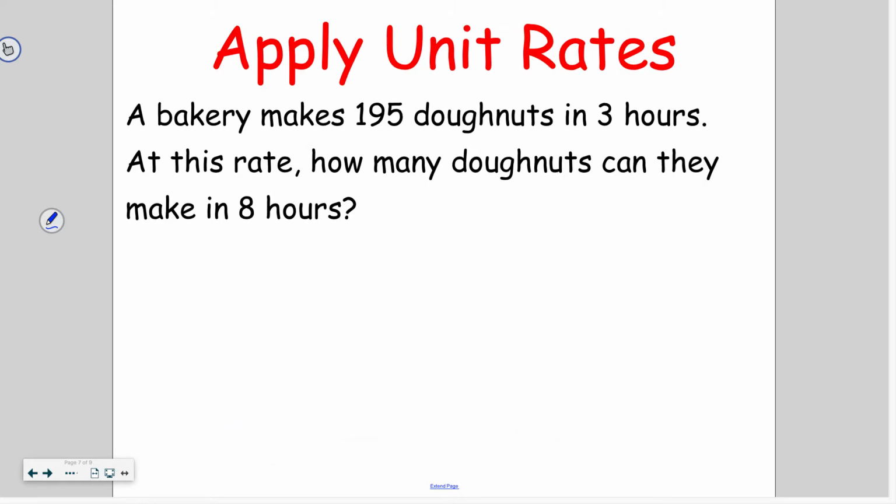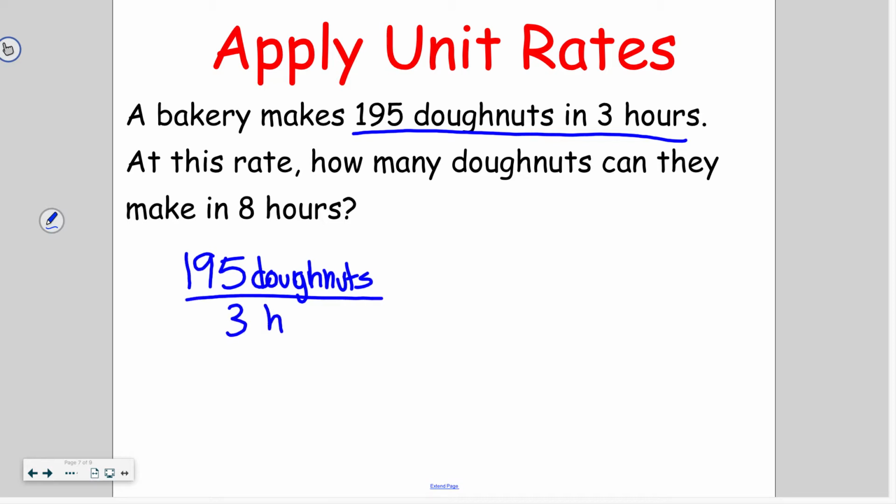Last thing we're going to look at, of course, is word problems. A bakery makes 195 donuts in 3 hours. At this rate, how many donuts can they make in 8 hours? So, they give us a starting rate, which is 195 donuts in 3 hours. Notice I have labeled my units. All of the problems here had labeled units throughout the entirety of the problem. I want to make sure I do that same thing with my word problems.